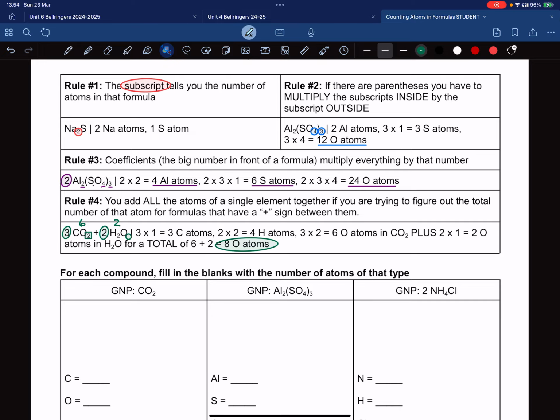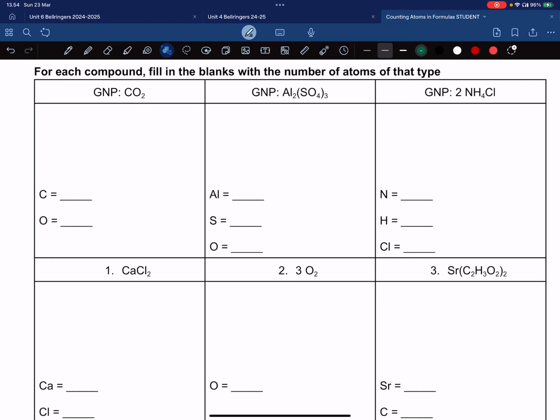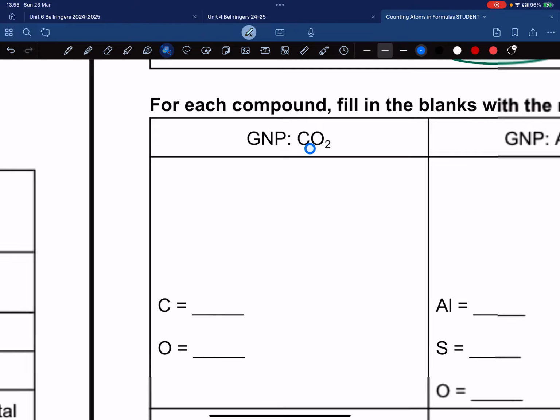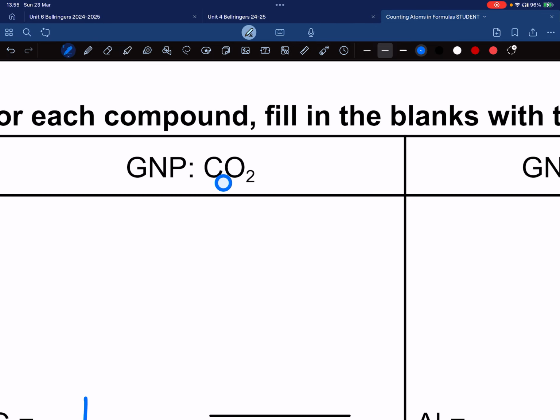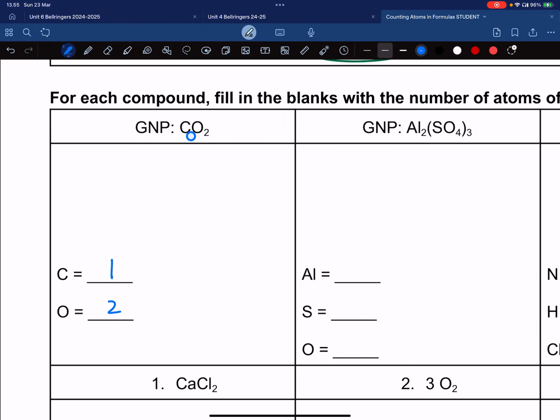All right, so we're going to do the first 3 as guided notes and practice, and then the rest of them are in a Canvas quiz. All right, so here we go. Focusing on carbon dioxide. There is nothing there, so that means that carbon has only 1 atom. Here, there is a 2, so oxygen has 2 atoms.